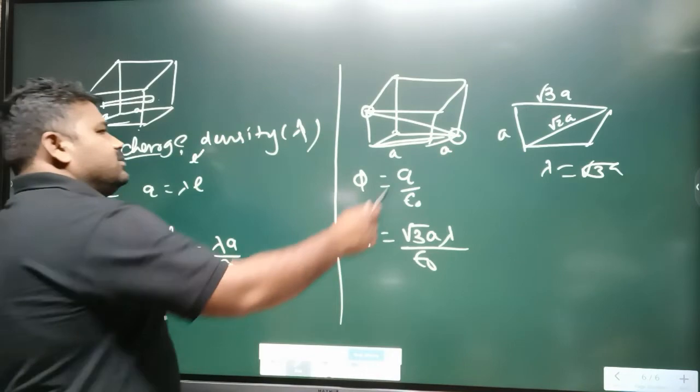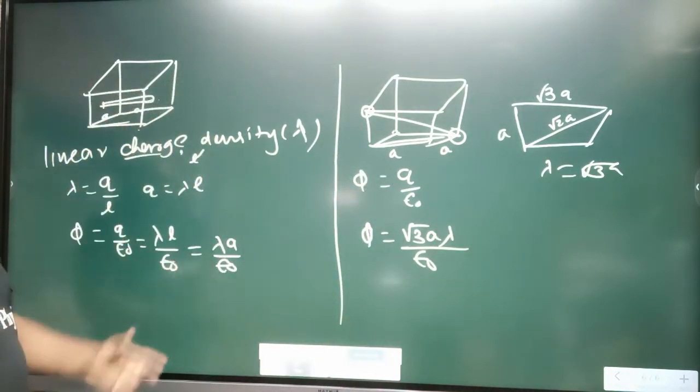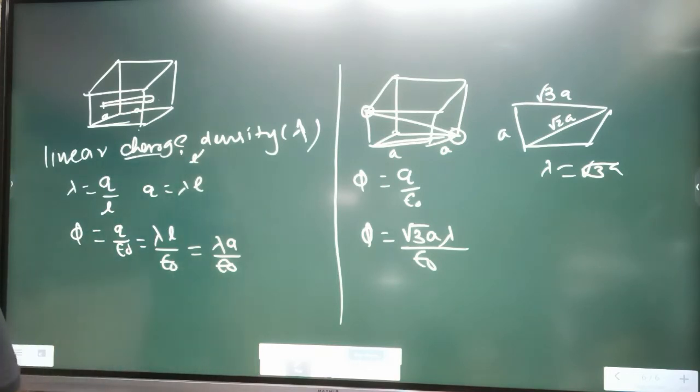Means if we place the rod like that, we get flux equal to this one. If we place the rod like that, we get flux equal to this one. In which cases do we get maximum flux and minimum flux?